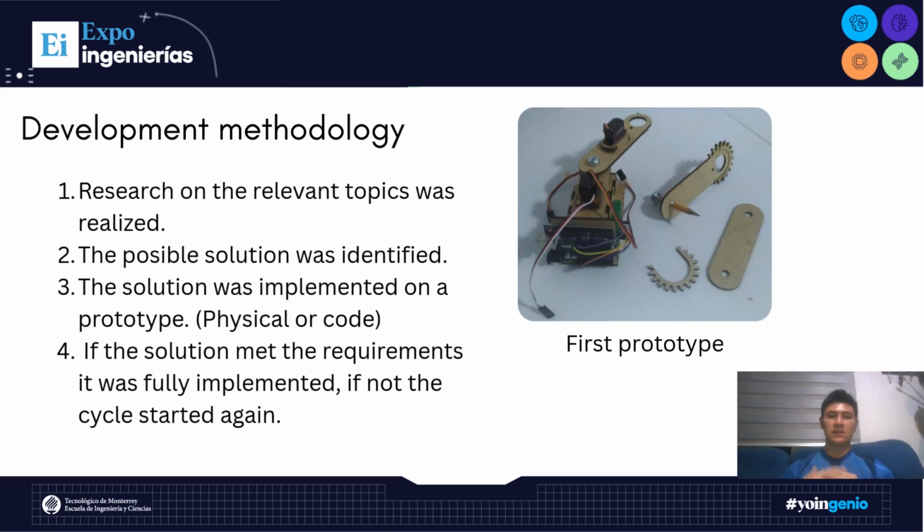The method we used was to research the main topics about the robot, like the motors or how to control it. The team shared their ideas and, if needed, voted for the best one. That idea was tested with a physical or simulated prototype. If it worked well, we accepted it. If not, we started the process again.